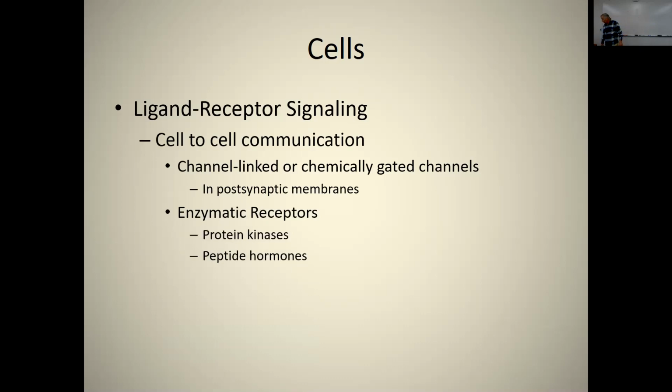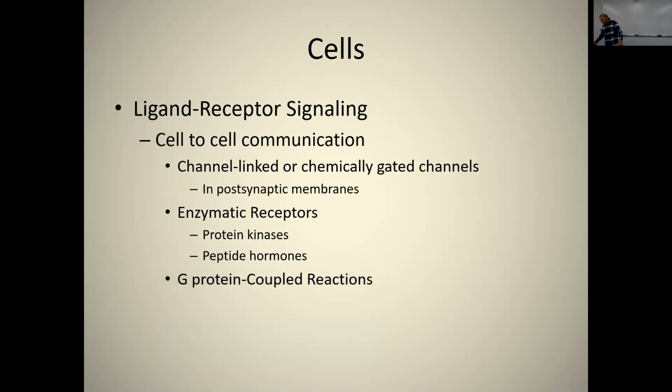Enzymatic receptors. There are actually enzymes in the cell membrane, particularly in the digestive system, that can get turned on by proteins, and there are peptide hormones that can turn on enzymes inside the cell when they bind to a protein receptor on the outside.